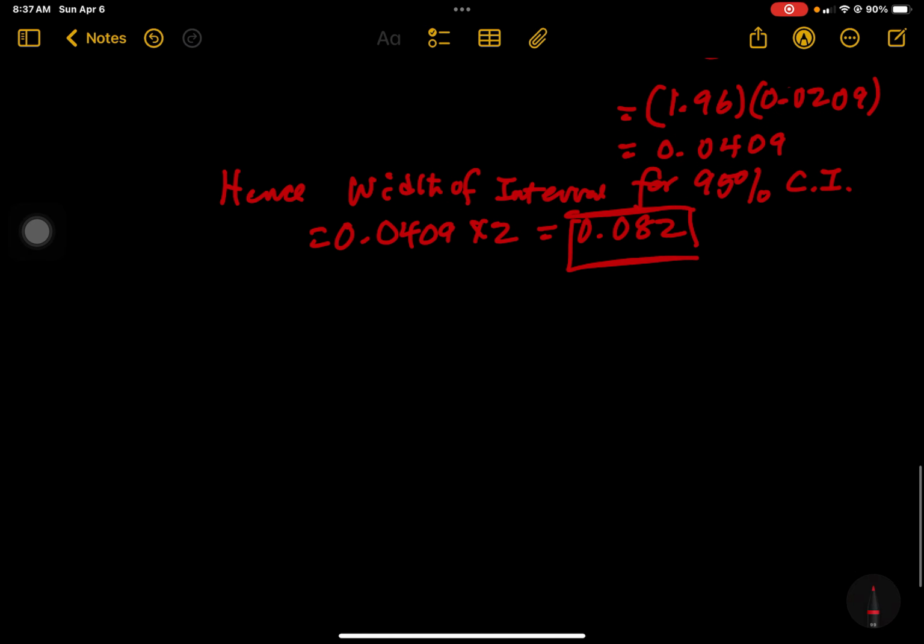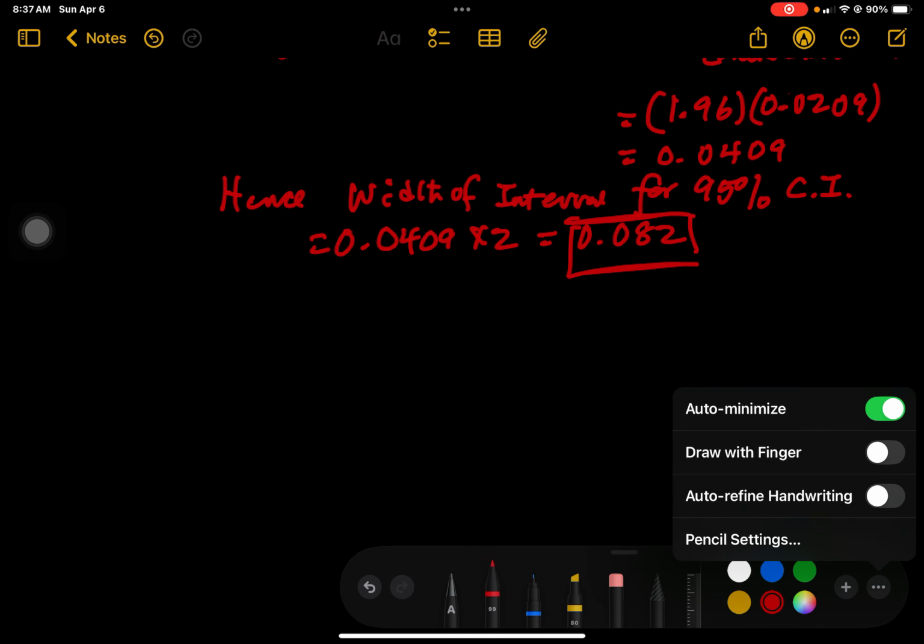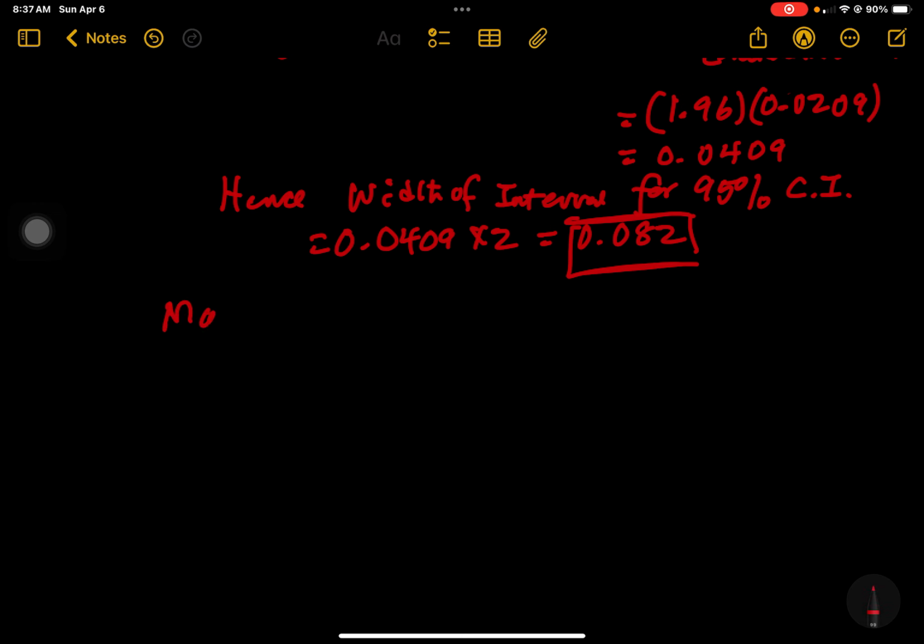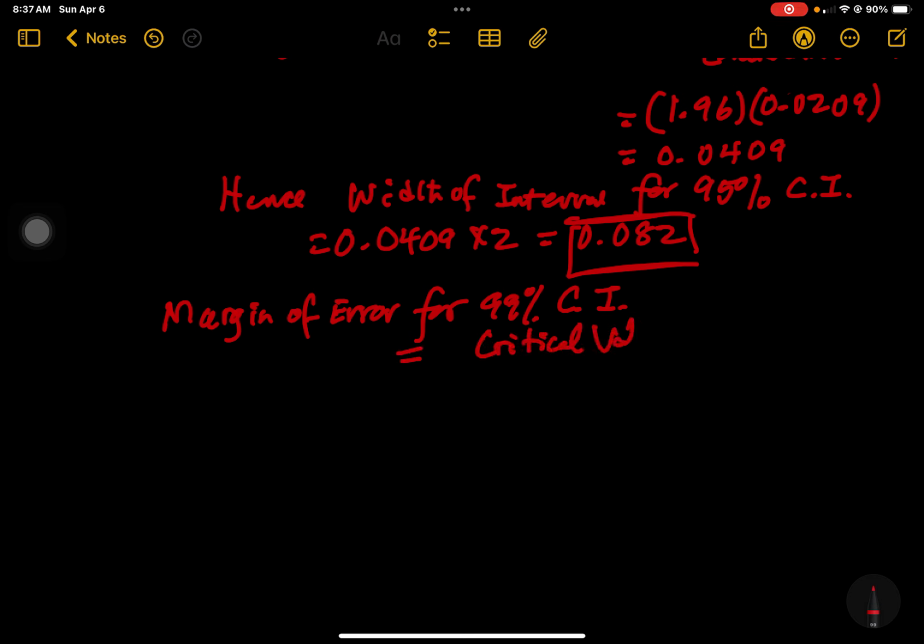Okay, let's change the color and do the margin of error for the 99% confidence interval. It is equal to critical value times standard error. That standard error remains constant between the two confidence intervals. It does not change. Only the critical value will change.